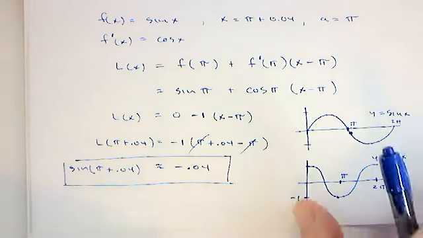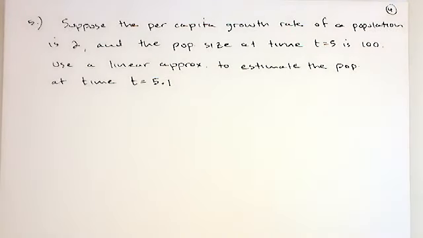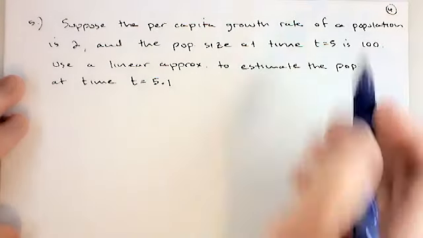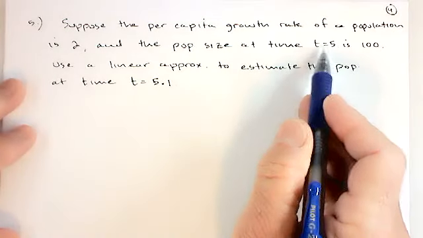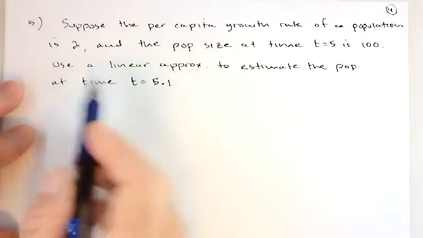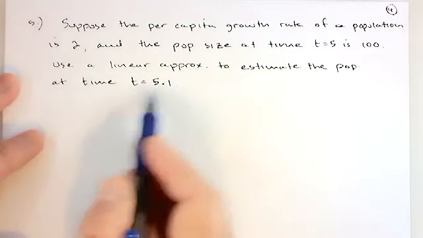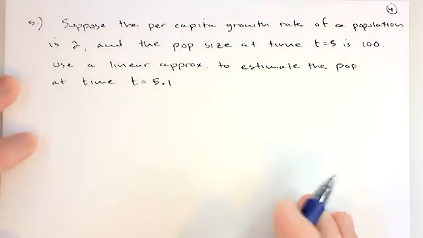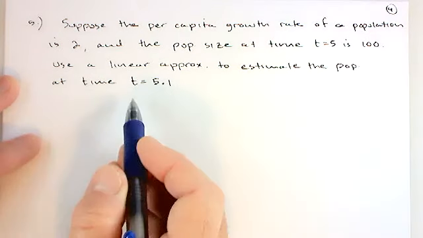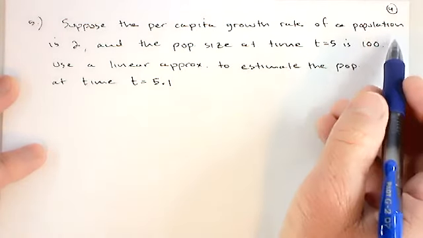All right, one last problem here, and this one's a little bit different, more in a context problem. Suppose the per capita growth rate of a population is 2. The population size at time t equals 5 is 100. And we want to use a linear approximation to estimate the population at time t equals 5.1. So this seems a little weird because they didn't give us a function, did they? Didn't give us a function, but in reality, they kind of did. They at least gave us enough information to answer the question.